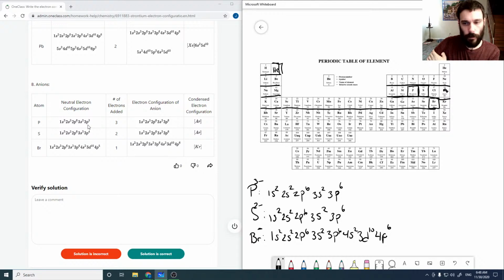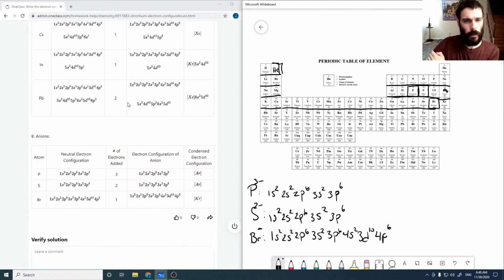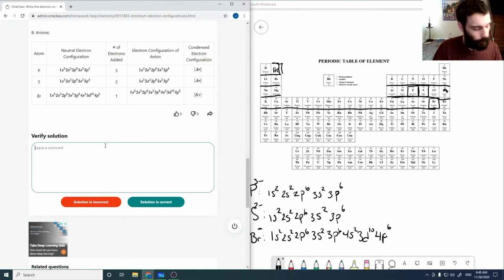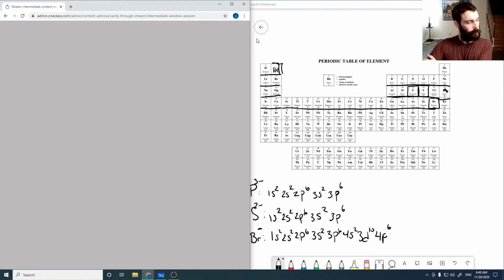But then for phosphorus, sulfur, and bromine, this looks good. So it's really just the lead is missing its F block. But I would say the solution is largely correct. F block can only hold 14, not 16 electrons. And the lead configuration is missing F block electrons. But it's, I would say, basically correct. Okay.